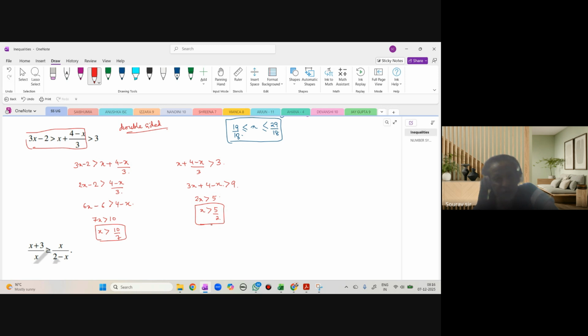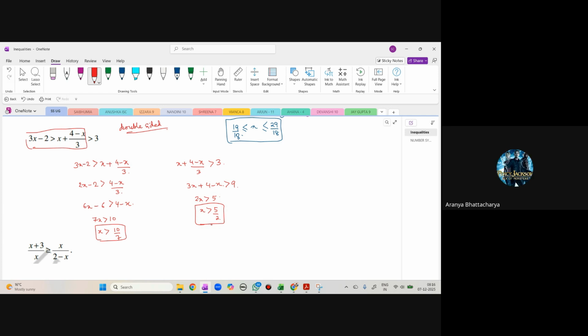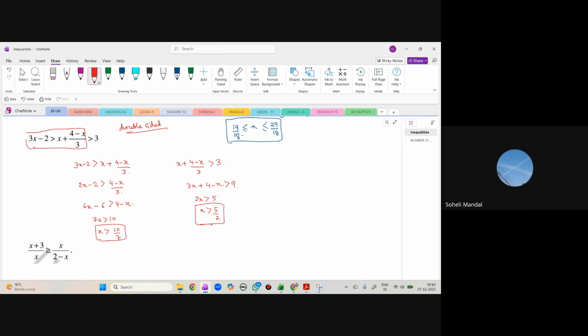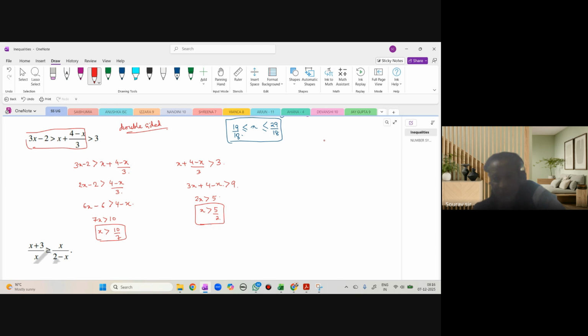So what should be the solution? x greater than 10 by 7 and x greater than 5 by 2. Which one is greater, 10 by 7 or 5 by 2? 5 by 2. So if I have a solution x greater than 3 and x greater than 4, then the solution should be x greater than 4, because it has to follow both.